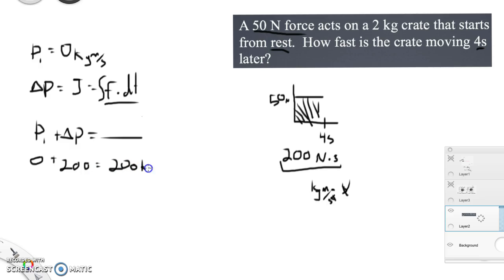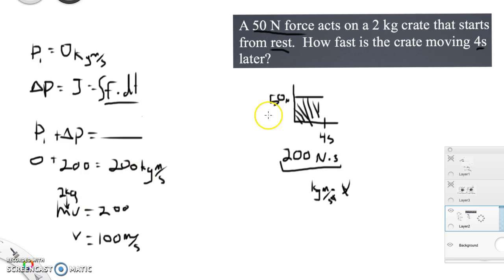kilogram meters per second. Well, the next step to find out how fast it's moving, if that's our momentum, mv equals 200, we'll divide by our mass of 2 kilograms, and find that the velocity of this object is now 100 meters per second. Okay, now I could have answered that same question by dividing the force by the mass and doing kinematics, but this is another approach that we can use.